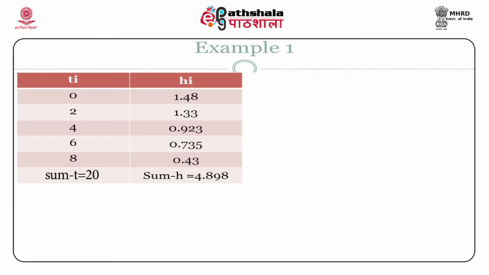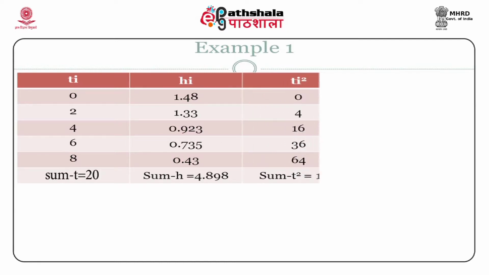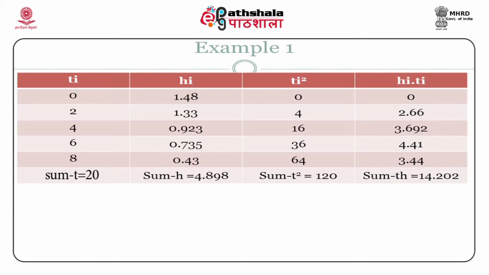First is sum t, the second is sum h, then sum t square. So Ti square, I am taking the square of that. So 0 square is 0, 2 square is 4, 4 square is 16 like that, and you add up and that gives me 120. Then you take hi into Ti, the product of the first two columns, and then you sum over that column, that will give me sum th. So the first column gives sum t, the second sum h, the third sum t square, and the fourth sum th.